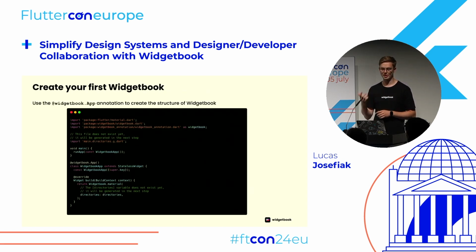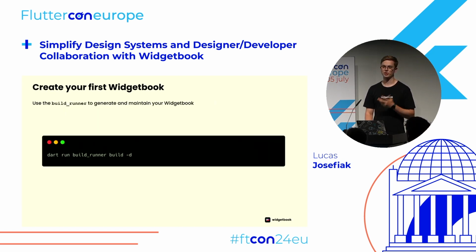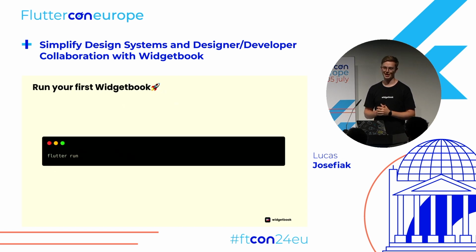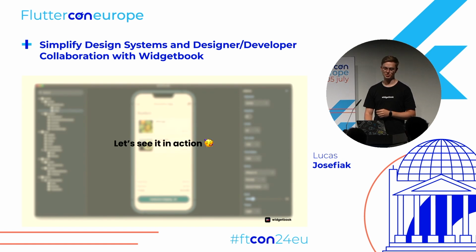Afterwards, you can use our add-widgetbook.app annotation to create the structure of your widgetbook. And you can use that annotation in your new main file of your separate widgetbook package. And then in the end, you're just returning your widgetbook, and that's everything, because afterwards you can just run the build runner so that the widgetbook is initially generated for you, and afterwards it's automatically maintained for you. And then you can use everyone's favorite Flutter command, flutter run, and let's see it in action.